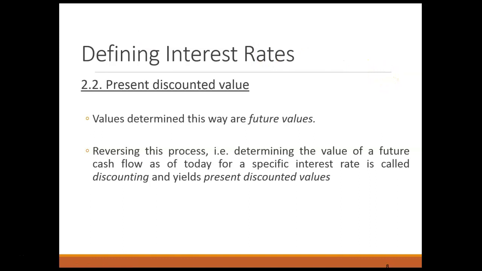Now, values determined in this manner are so-called future values, and those should be concepts you're fairly familiar with. They simply indicate the value of some amount X you invest today at an interest rate I n years from now. Reversing this process, finding the equivalent of some future amount X n years from now, invested at some interest rate, is referred to as discounting. And resulting values then are referred to as present values or present discounted values. They simply indicate the value of some future cost or benefit as of today.